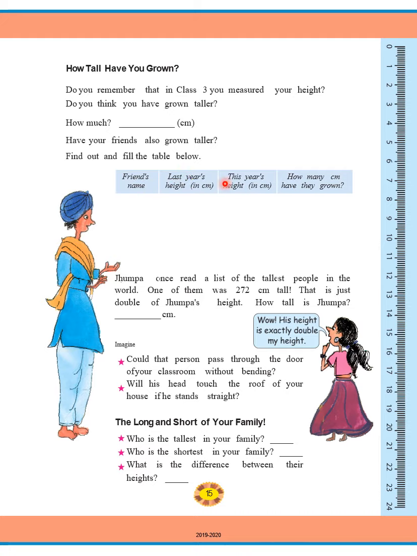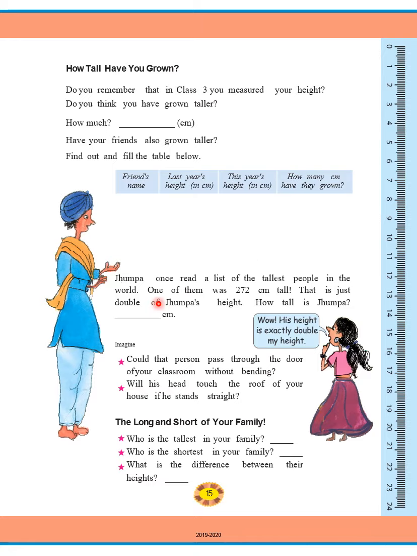Find out and fill the table below. So you will write your friend's name here and their last year's height in centimeters and this year's height, and then you have to find out the difference, or how many centimeters they have grown. For this you will subtract last year's height from this year's height and you will find the difference.